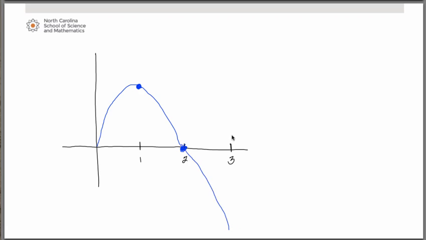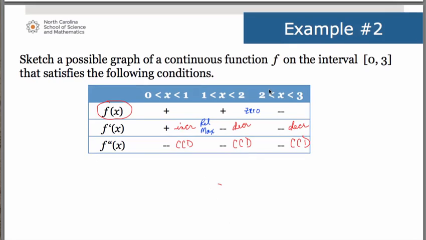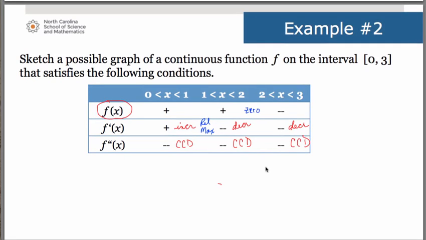The more you draw these, the better you get at them. I promise you that. Sometimes your first attempts aren't always the greatest. But again, what we're really going for are the shape and the characteristics, based upon what we gathered about the original function from the information we're given.